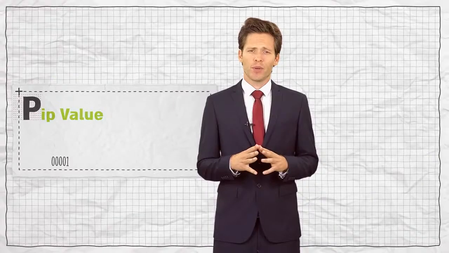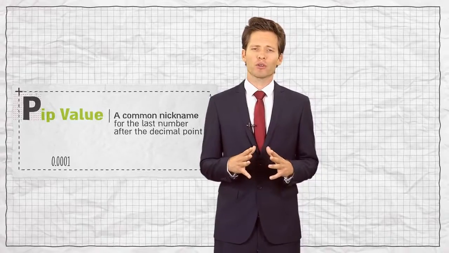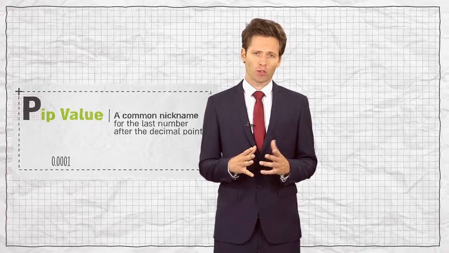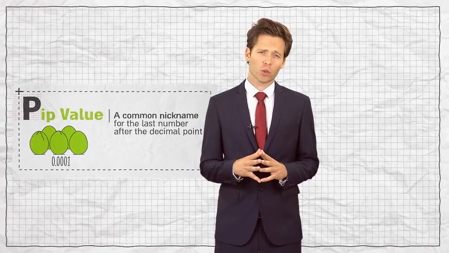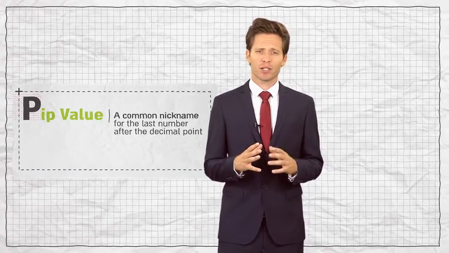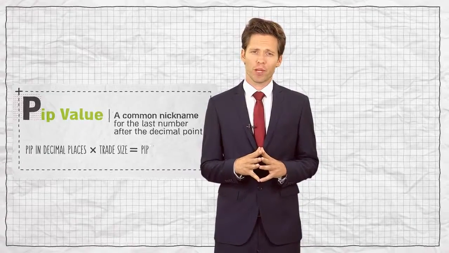Pip value. Pip is the common nickname for the last number after the decimal point in a currency price. In such a volatile market, each decimal change can lead to great profits, but also losses. The basic calculation is pip in decimal places times the trade size equals the pip value.